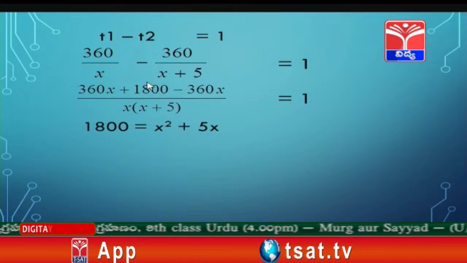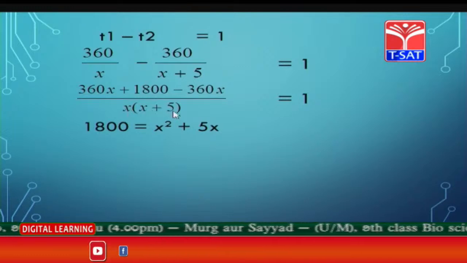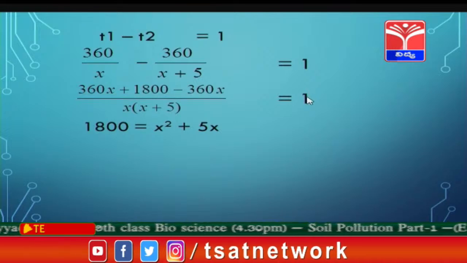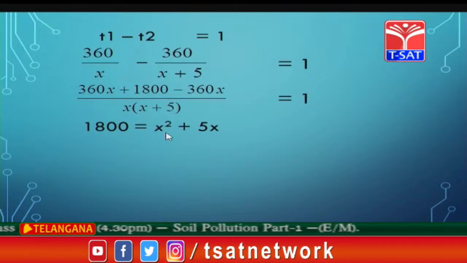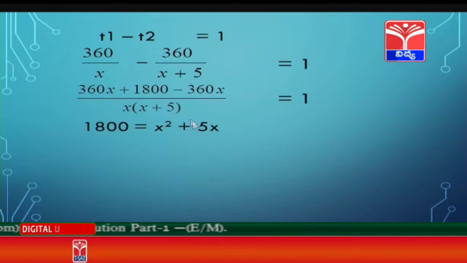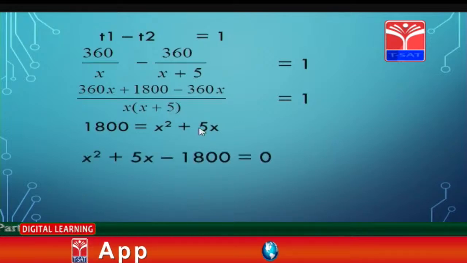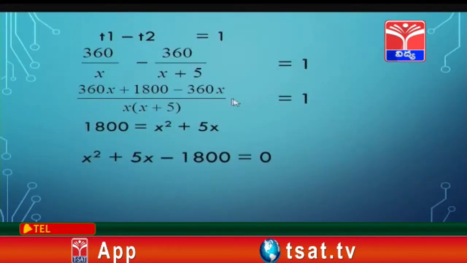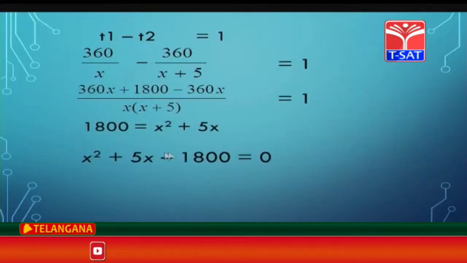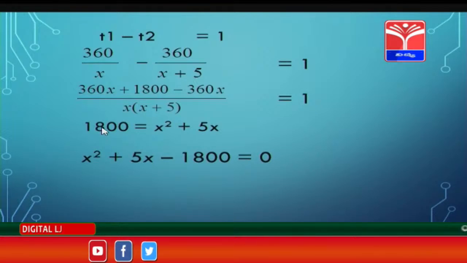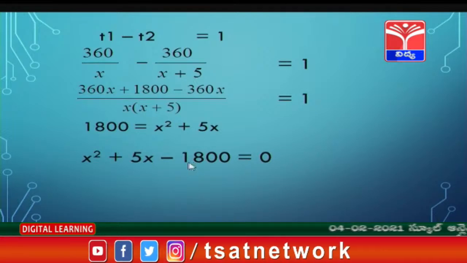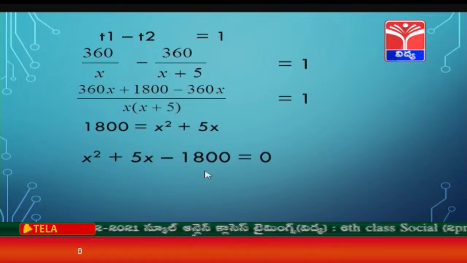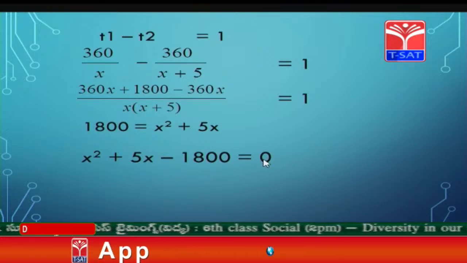in the numerator part and I transpose this denominator to the right hand side by multiplying with 1. X into x gives me x square and x into 5 gives me 5x. So, let us rearrange this equation x square plus 5x minus 1800. I transposed this 1800 to the other side and that is how I got the equation as x square plus 5x minus 1800 is equal to 0.